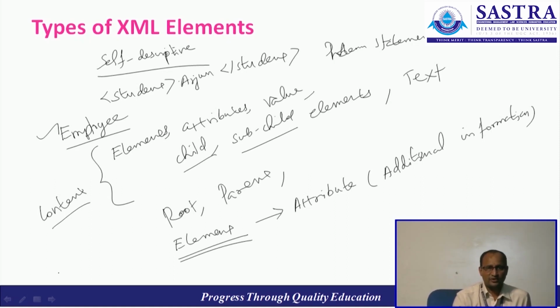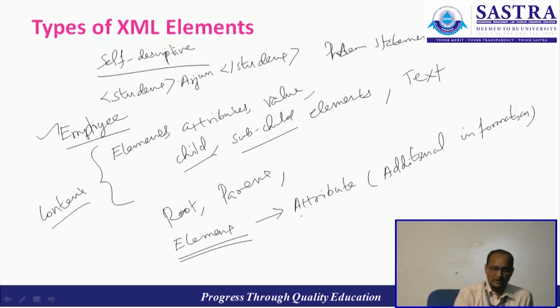Once we have created an XML document, we have to specify what the possible elements and attributes are, and how many times an element can appear, that is repetitive elements. Do we need repetitive elements? Then we have to write all the elements.